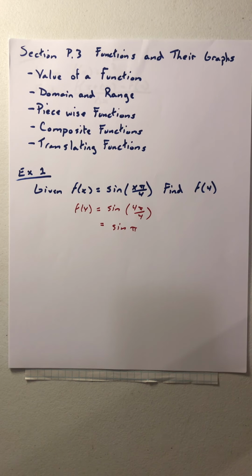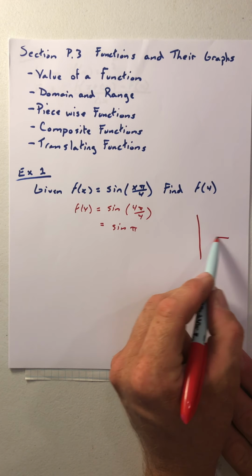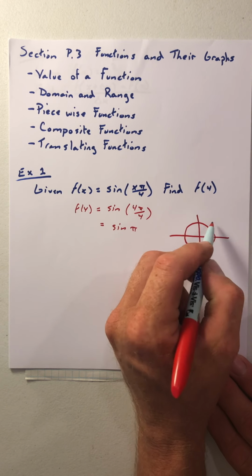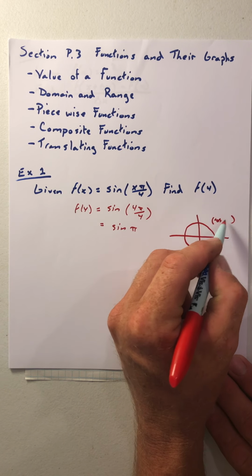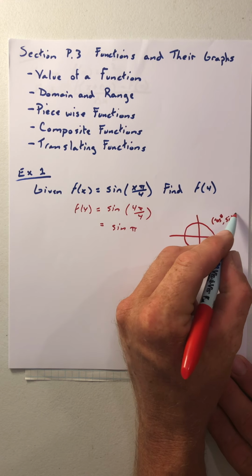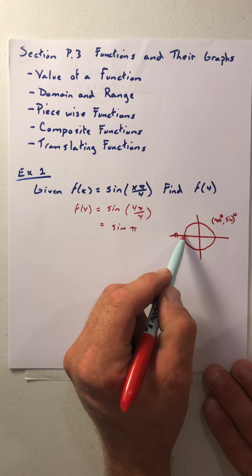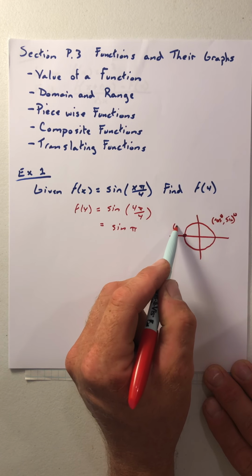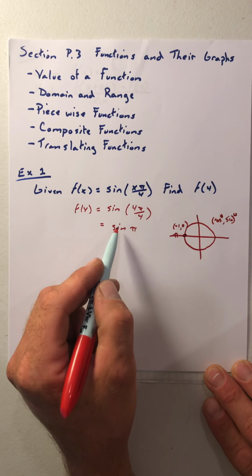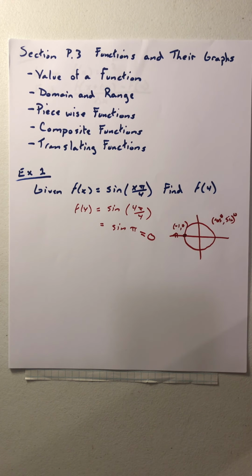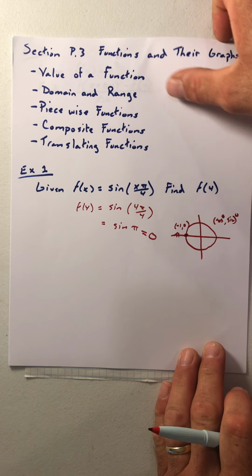Now we need to know our unit circle. Oh, I thought we were done with it. But if you remember, hopefully, maybe not, our points are cosine theta, sine theta if you wish to be proper. So we're looking at pi. Pi is over here. We're looking for this point. That point is -1, 0. So we know the sine of pi is 0. And that gives us our value of that function.